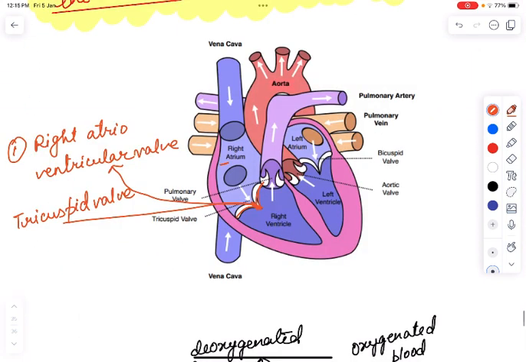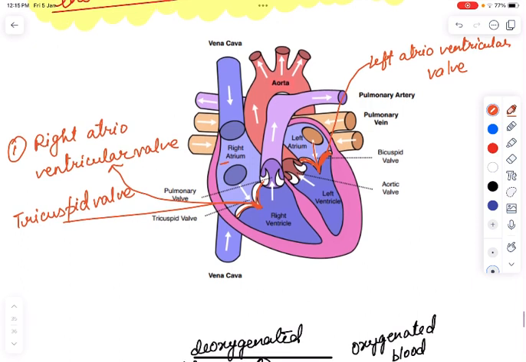What is the second one? This one. This is left atrioventricular valve. It is also located in a similar way on the left side of the heart. It has 2 cusps and that's why it is called bicuspid valve. And this is tricuspid valve. And it is also called the mitral valve.